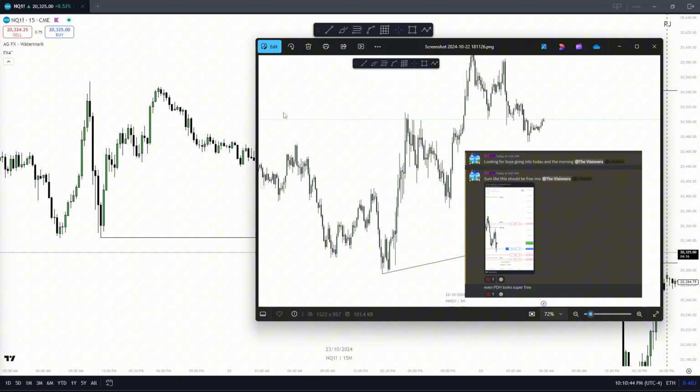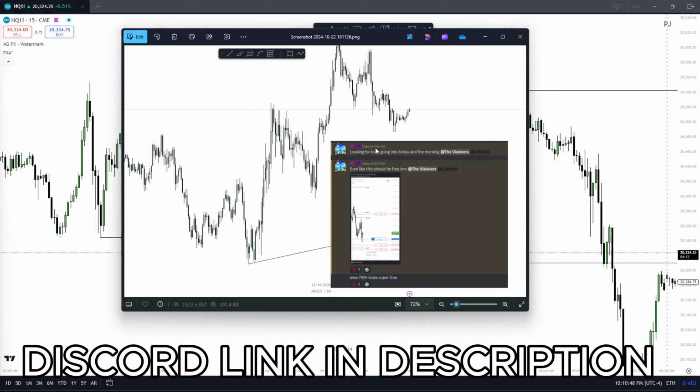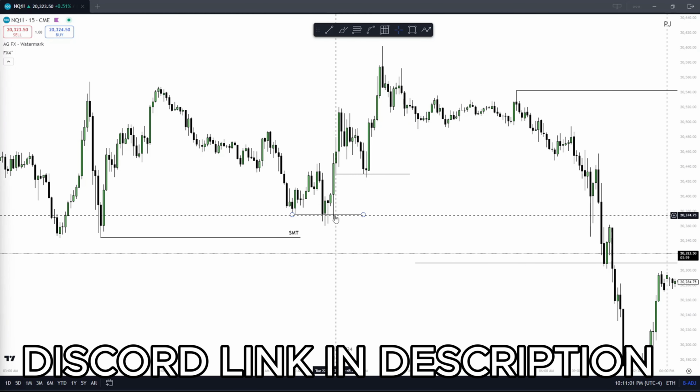Of course, as always, this trade that I'm going to be recapping was taken live. We can see at 7:56 I was looking for buys going into today in the morning, and it should look like this and it should be free. So we can see I entered at that low and posted it live, in real time, inside of the Discord with this low here.